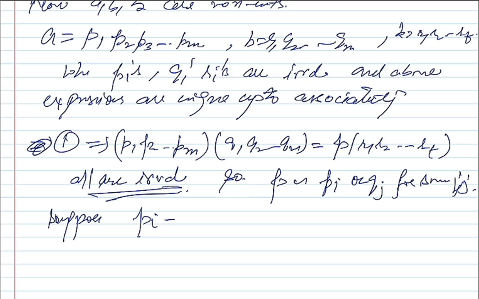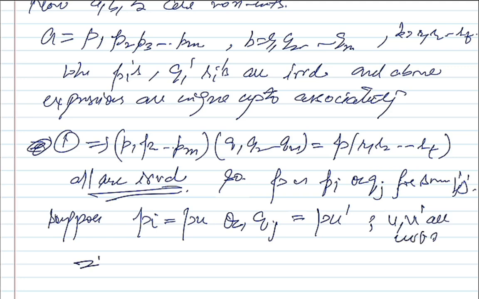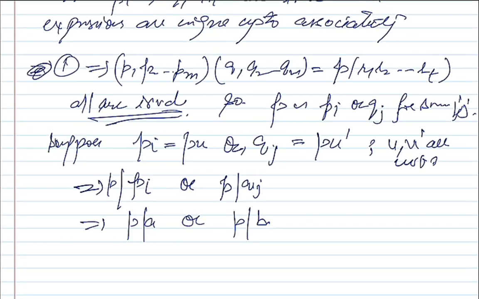suppose Pi is P times U, or Qj is P times U prime, where U and U prime are units. This implies that P divides Pi or P divides Qj, then P divides A or P divides B. Okay, so P is prime.